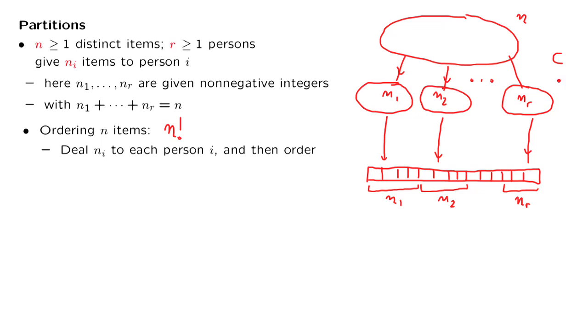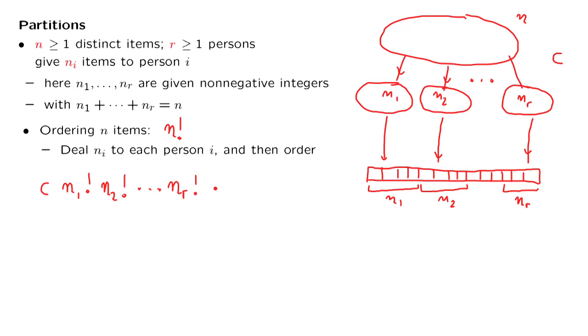In how many ways can this process be carried out? We have C choices on how to partition the given set into subsets. Then person 1 has n1 factorial choices on how to order the n1 items that that person possesses. Person 2 has n2 factorial choices for how to order the n2 items that it possesses, and so on until the last person who has nr factorial choices for ordering their elements. This multi-stage process results in an ordered list of the n items. This is the number of ways this multi-stage process can be carried out.